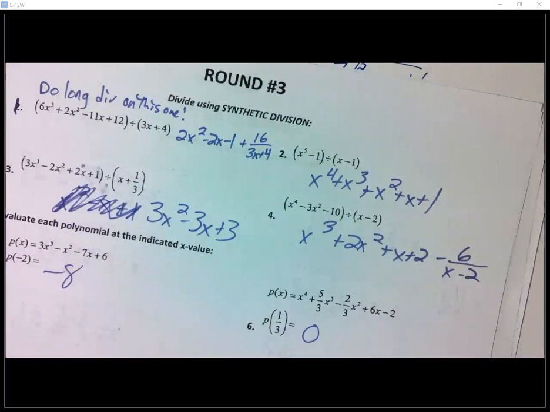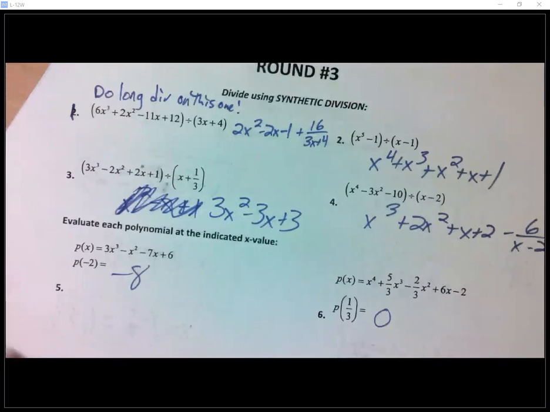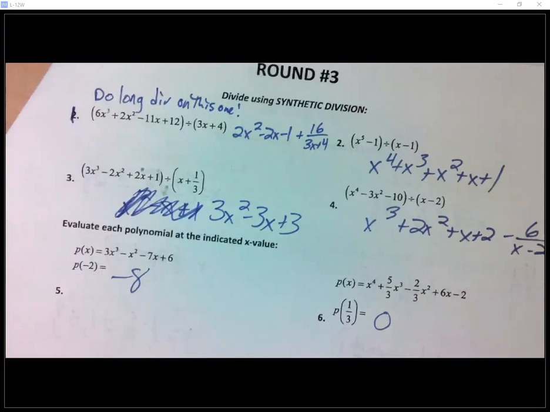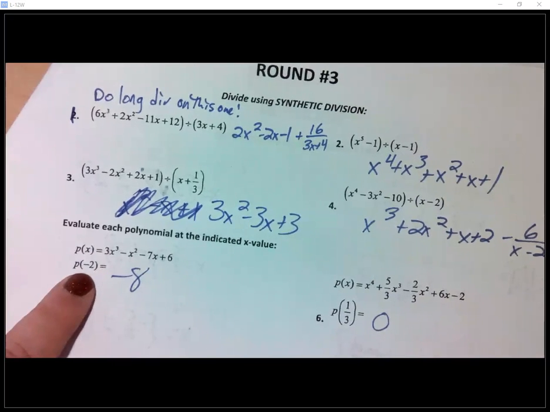Now, 5 and 6 are the exact same thing. If I'm going to do number 5, they're saying, what's the value of this function at -2? Sure, you could take -2 and plug it in directly and do all that work, but we found out that there's a way faster way. You can just do synthetic division, plug in -2. Whatever they're asking you to plug in, you plug that in directly, and whatever your remainder is, that's the answer.